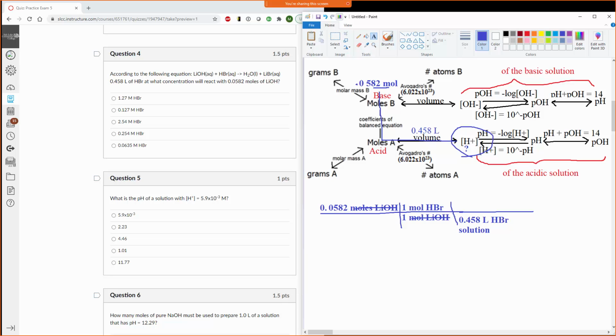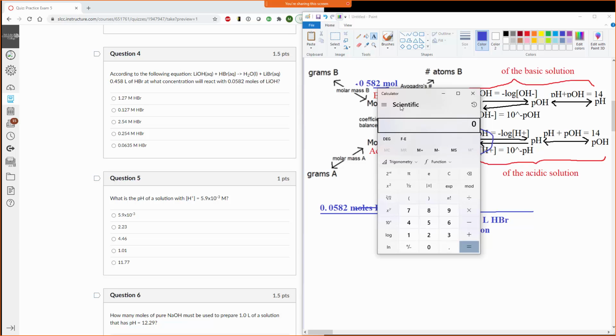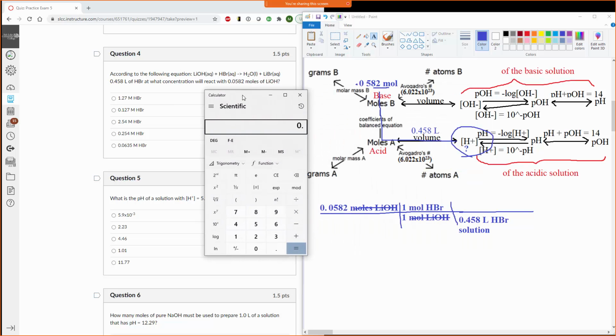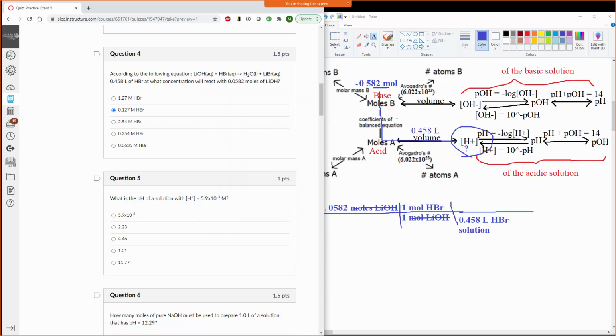And I can just stop right there and plug it into my calculator and say 0.0582 times 1 divided by 1 divided by 0.458, and I get a concentration of 0.127 molarity HBr. Everybody follow what I did there?